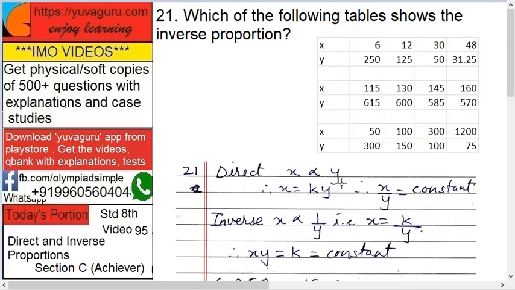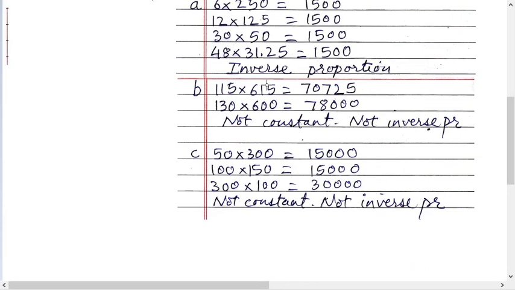Now what about B? 115, 615, 130, 600 multiplied. 115 into 615 is 70725. 130 into 600 is 78,000. Now this multiplication you must do by Vedic maths. I have separate videos for those. Follow those videos. So this multiplication is not constant.